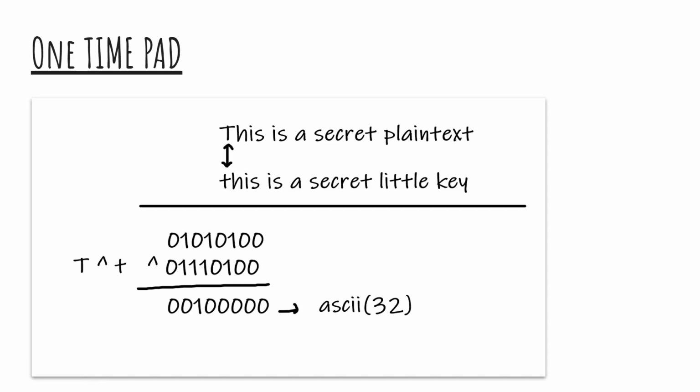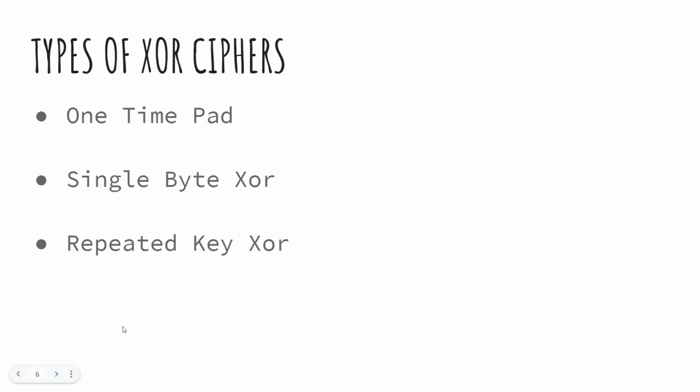If we have 1 terabyte of data and we want to encrypt it using one-time pad, we will require 1 terabyte of key, and that is not at all an ideal scenario to store 1 terabyte of a key. Therefore, people generally use the other two methods given here, single byte XOR and repeated key XOR.